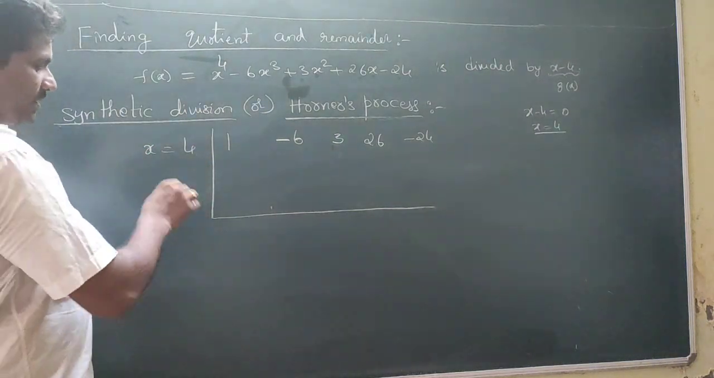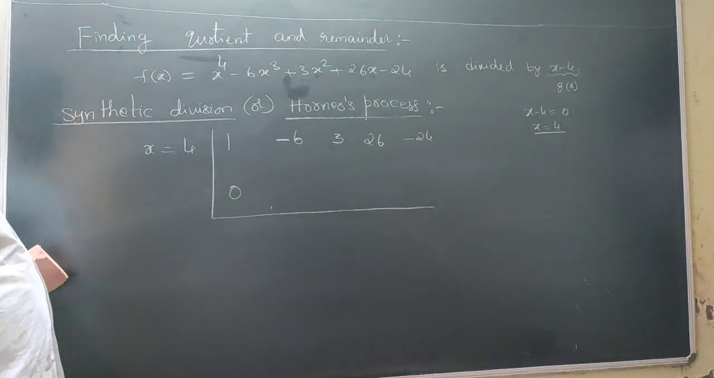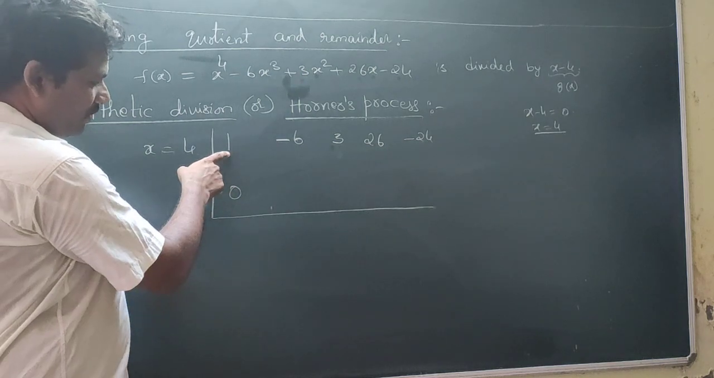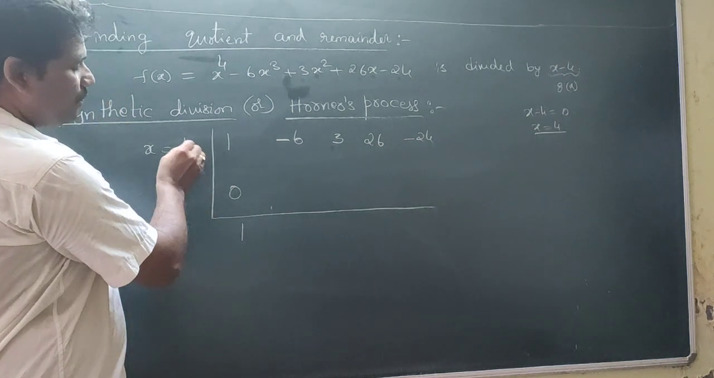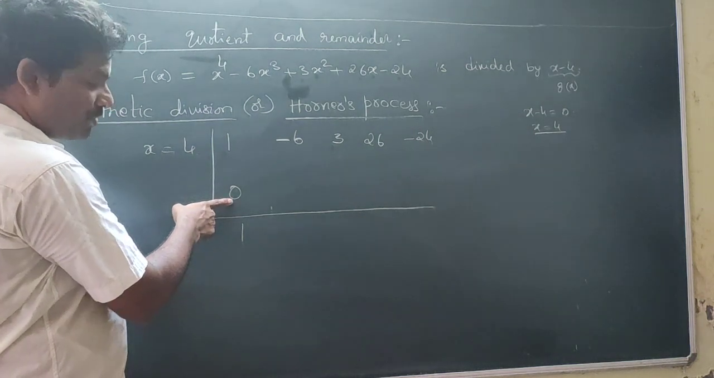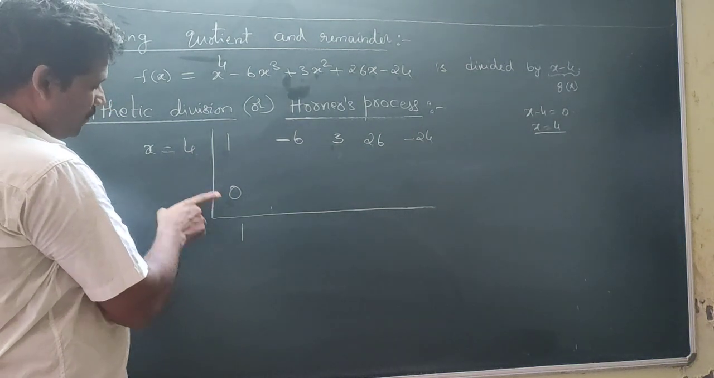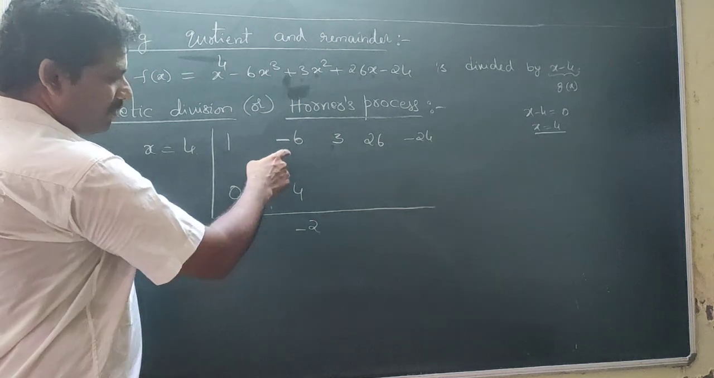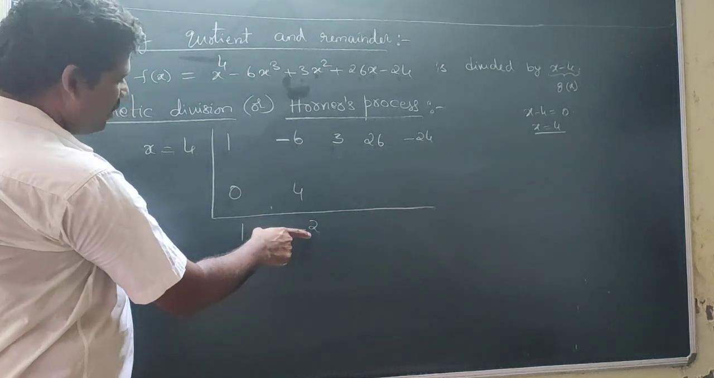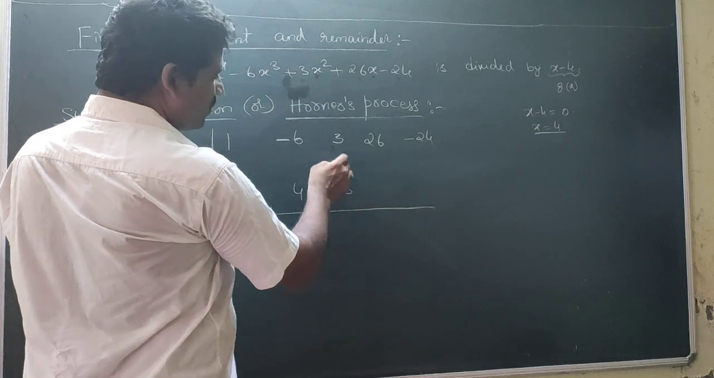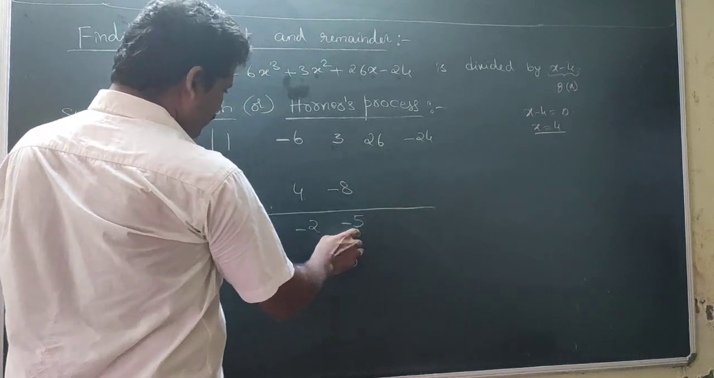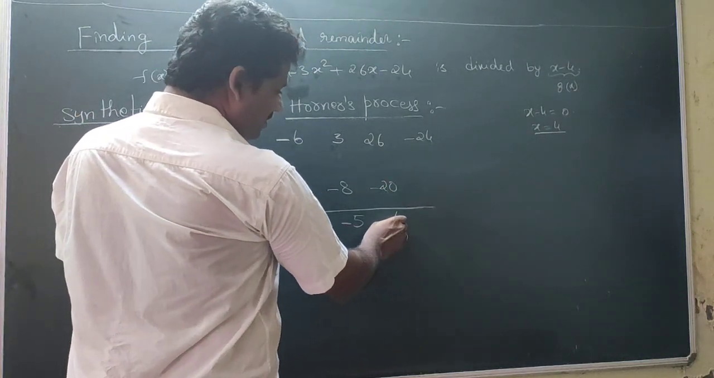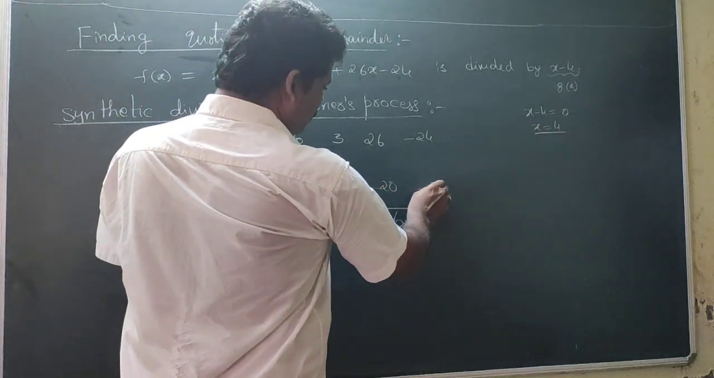See, the first step is, always put 0 here. What is 1 plus 0? 1. 1 into 4? 4. Minus 6 plus 4, minus 2. Minus 2 into 4? Minus 8. What is 3 minus 8? Minus 5. Minus 5 into 4? Minus 20. What is 26 minus 20? 6. 6 into 4? 24.